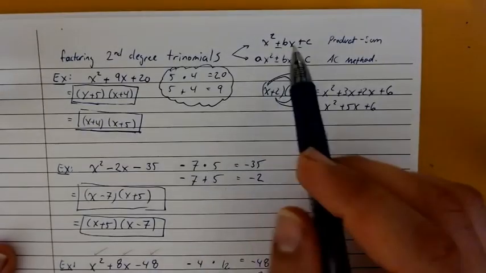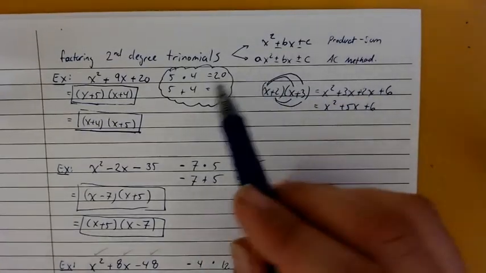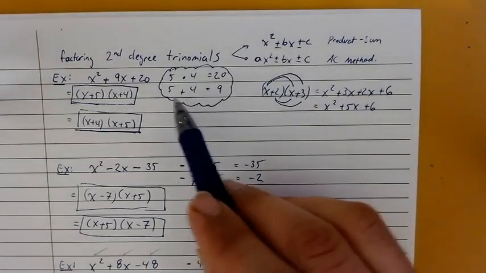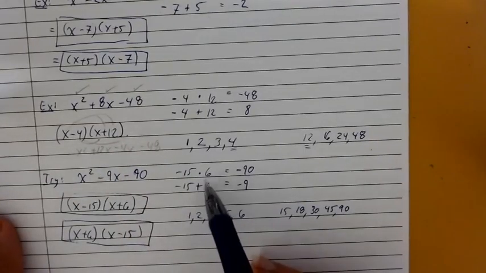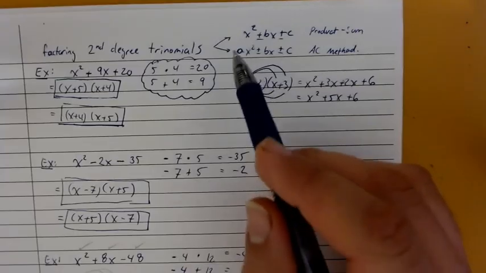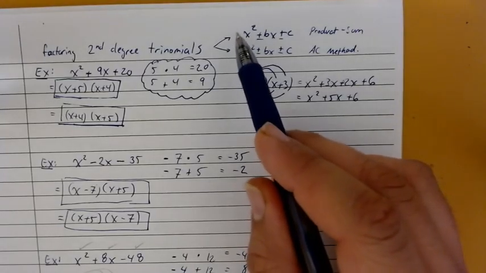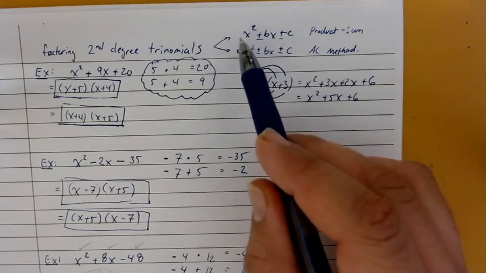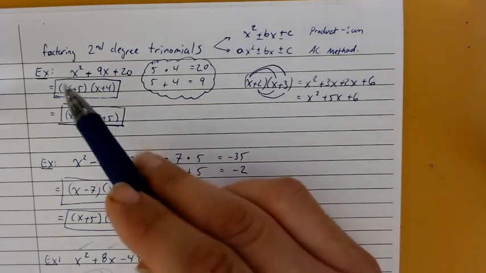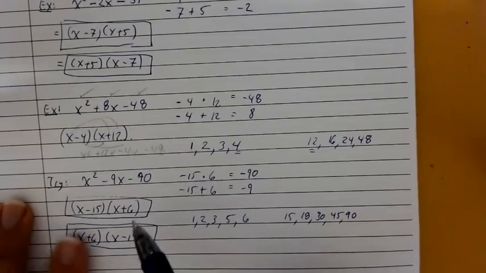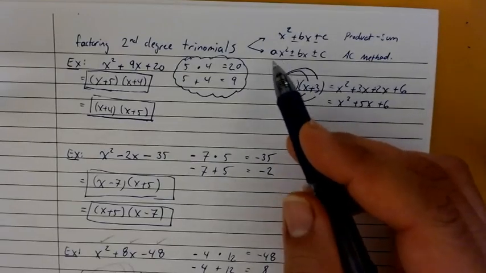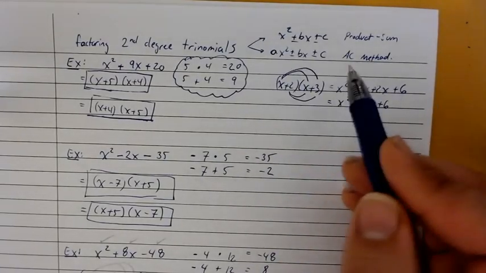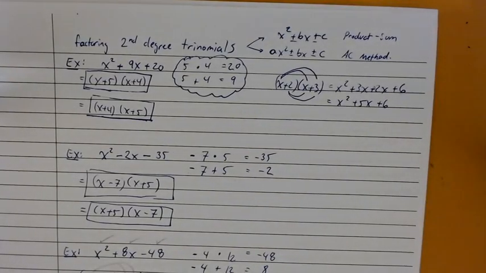Now, these are all examples of the product sum method. We're looking for two numbers whose product is this and whose sum is this. Product and sum. But all of these depend on the trinomial having a lead coefficient of 1. This is just 1x squared in every instance. What happens when we do have a number besides 1? Well, then we're going to use the next method called the AC method. So let's see how that works.